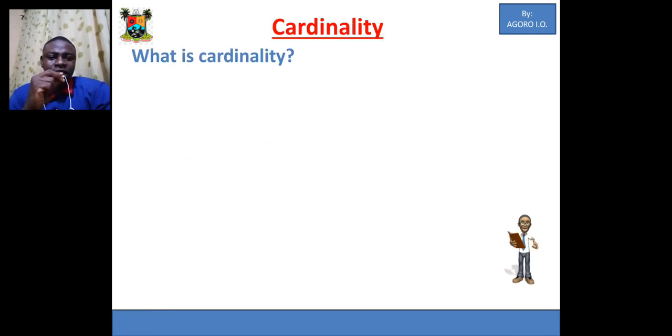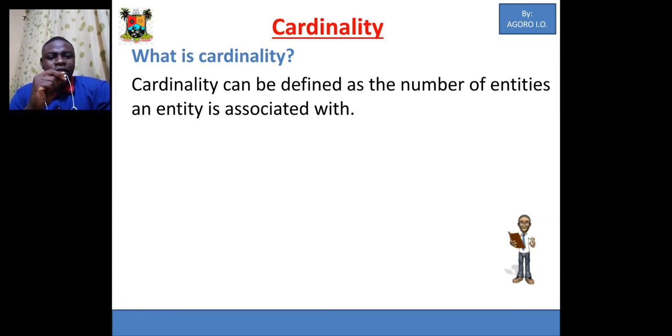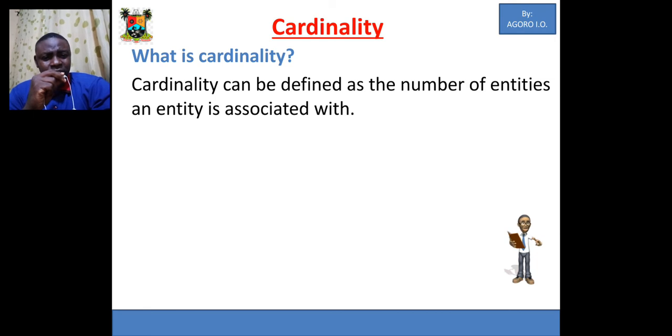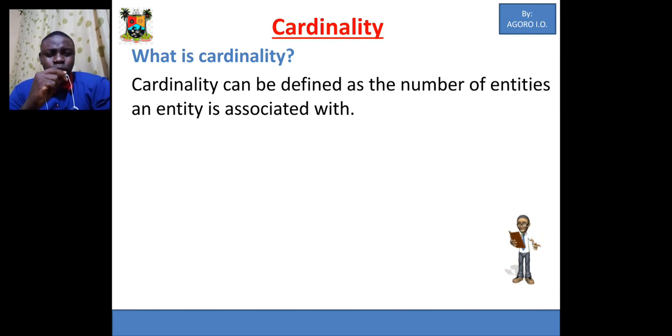What is cardinality? Cardinality can be defined as the number of entities an entity is associated with. Take note of number. You can see that cardinality is talking about relationship because relationship serves as the bond or association between two entities. Now, cardinality is also talking about that bond, the association, but in terms of number. How many of this is associated with number of this? Is 1 being associated with 10? Is 1 associated with 20? Or 20 associated with 20? That is what cardinality is talking about, the number.